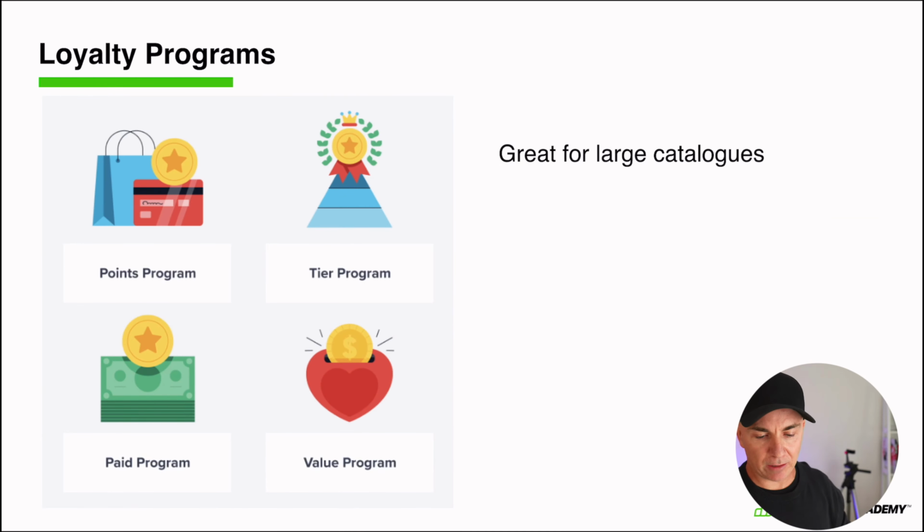Now, a few things to think about with this one is it's great for large catalogs. Why? Because if you're giving them rewards, they need to be able to spend those rewards on things. They're not going to just keep buying the same thing again unless you have a reusable product. So we want to have large catalogs where they've got lots of choice, so we can continue to use it.